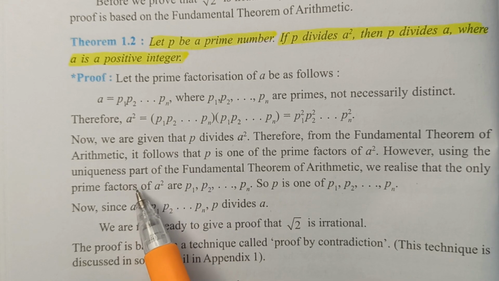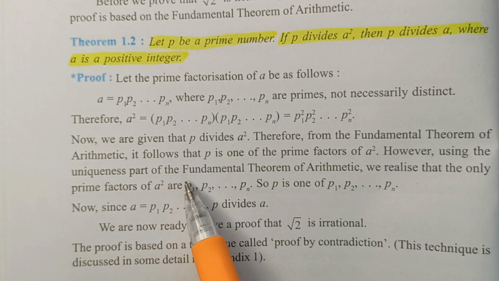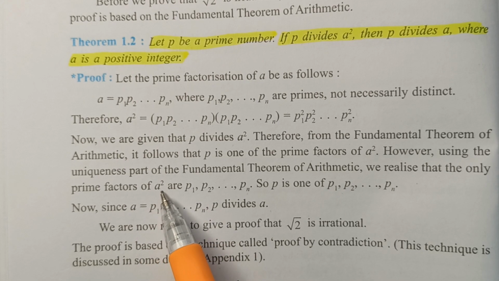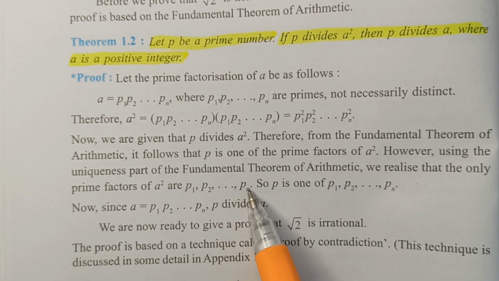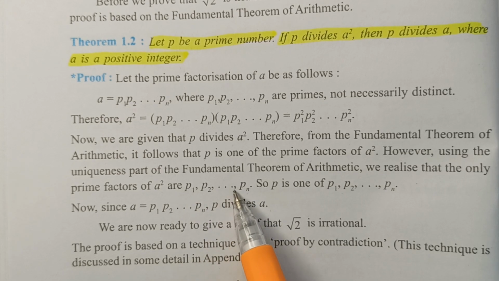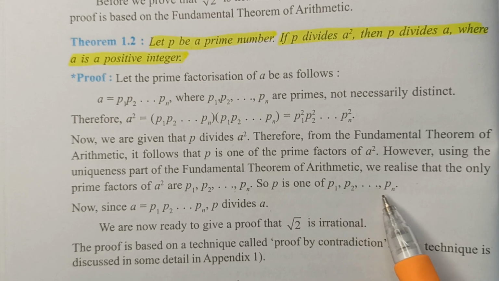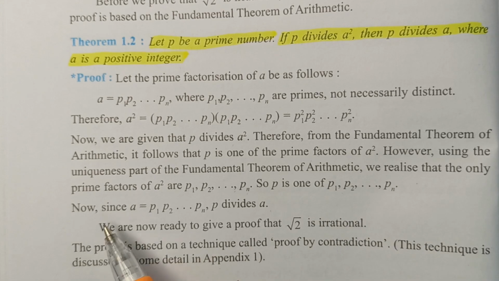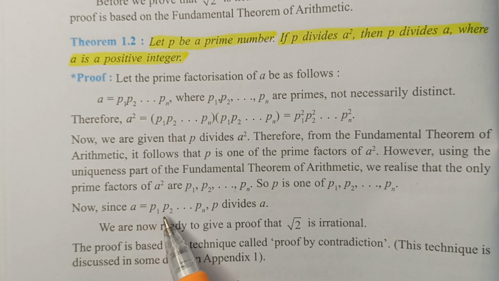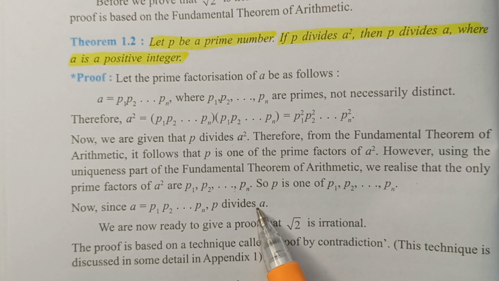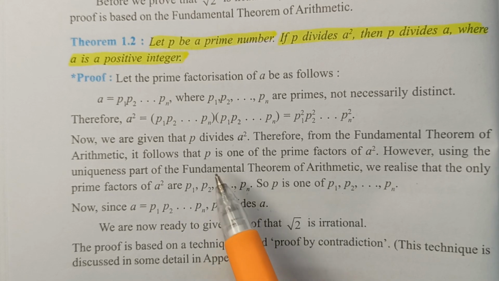However, using the uniqueness part of the fundamental theorem of arithmetic, we realize that the only prime factors of a square are p1, p2, etc. up to pn. So p is one of the prime factors p1, p2, etc. up to pn. Now since a equal to p1, p2, etc. up to pn, p divides a. So this is the proof for the theorem.